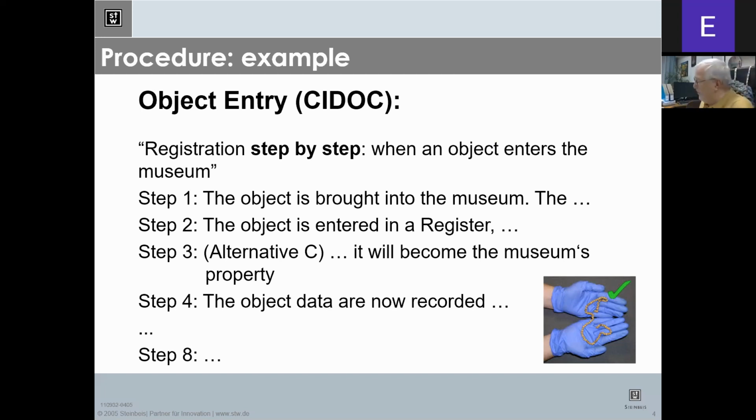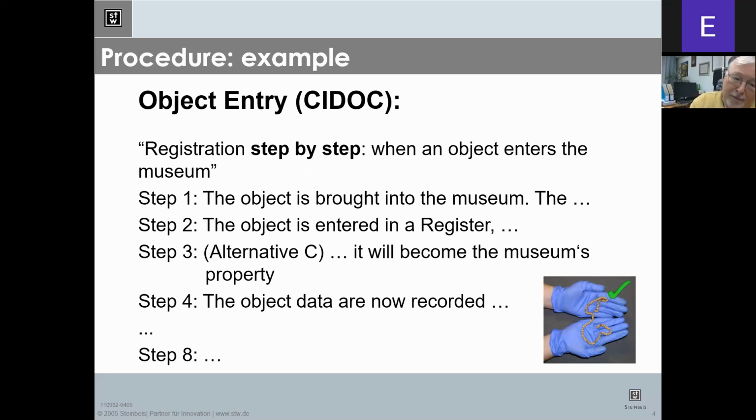And if you look, for example, in the latest version of Spectrum 5, then you have here guidelines for object entries. It's not called step, but you have here the blue lines set as steps. And the rest of the text is a description of steps. And here you have, for example, the object is brought into the museum. So it's done by a depositor.